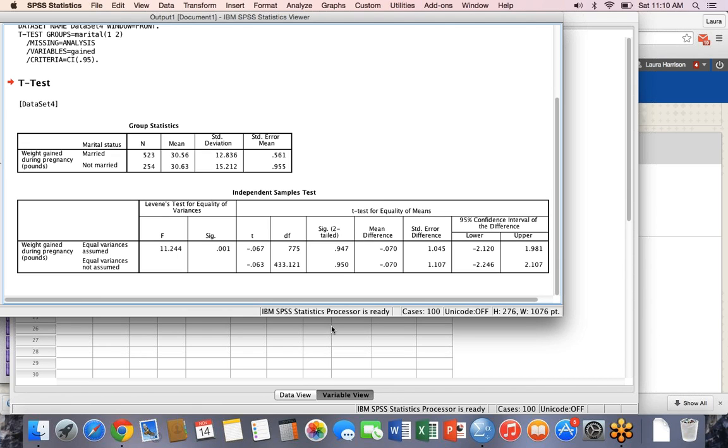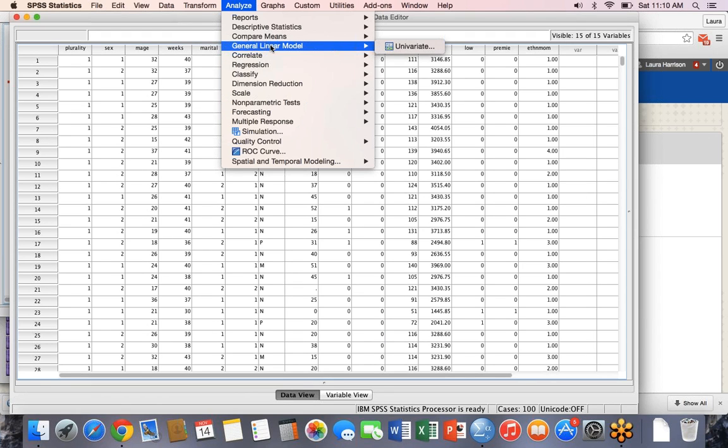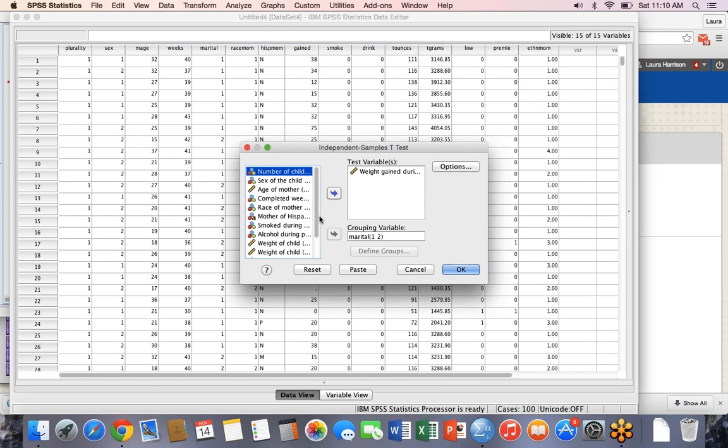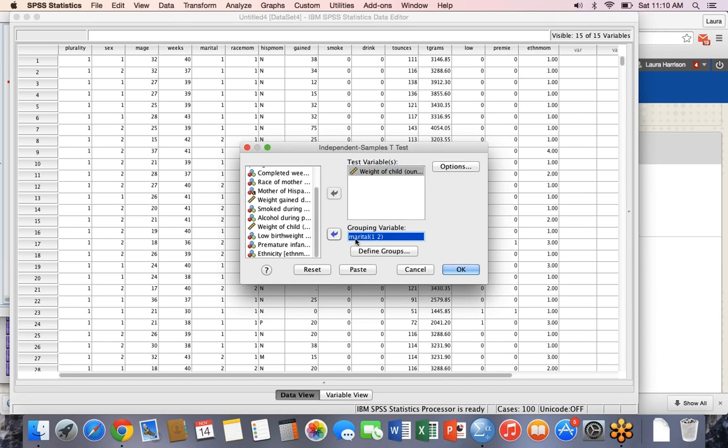Let's pick another couple of variables. Let's go to Analyze again, and let's go to Compare Means. Let's go to Independent Samples T-Test. Let's move weight out of there, and let's go to the weight of the child. That's in ounces or grams. I don't think it matters which one we choose. And instead of marital status, let's put in smoking status.